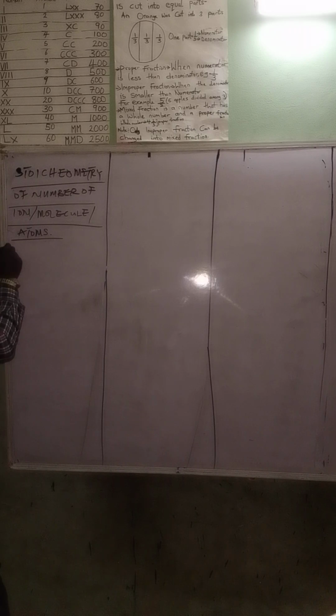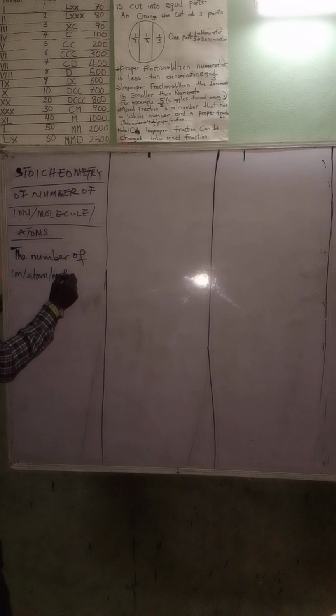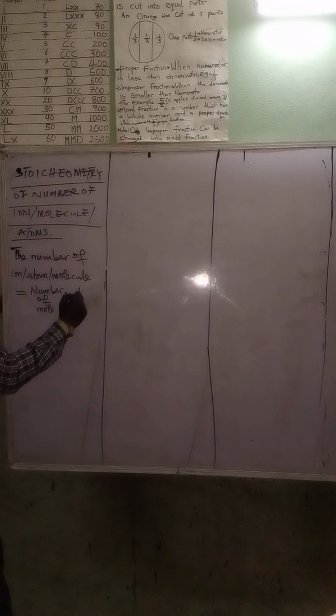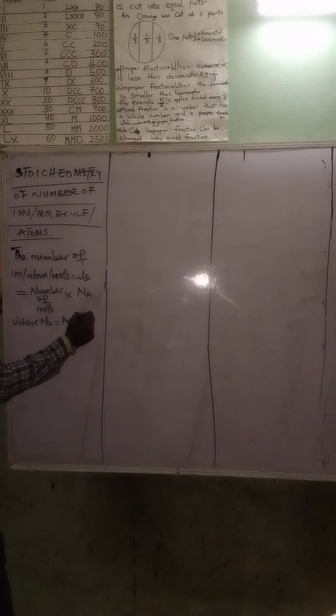Now, the number of ions, atoms, or molecules is equal to number of moles times Avogadro's number, where Na is Avogadro's number, which is 6.02 times 10 to the power 23.